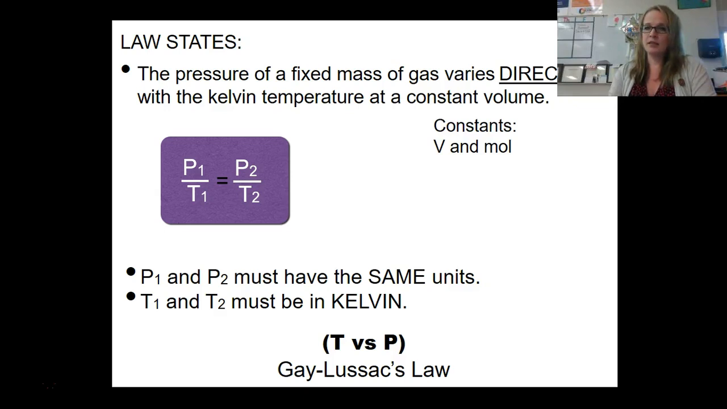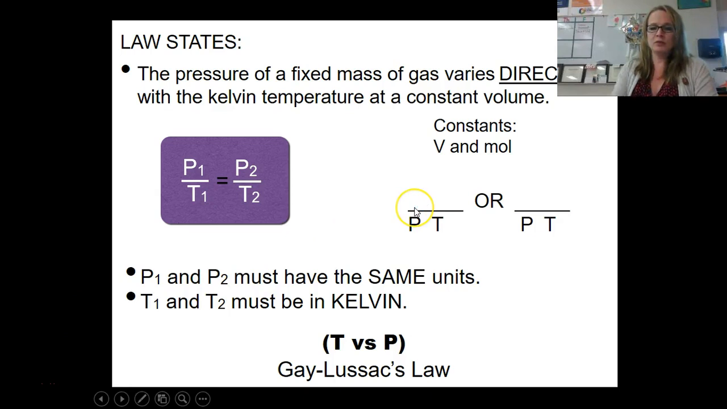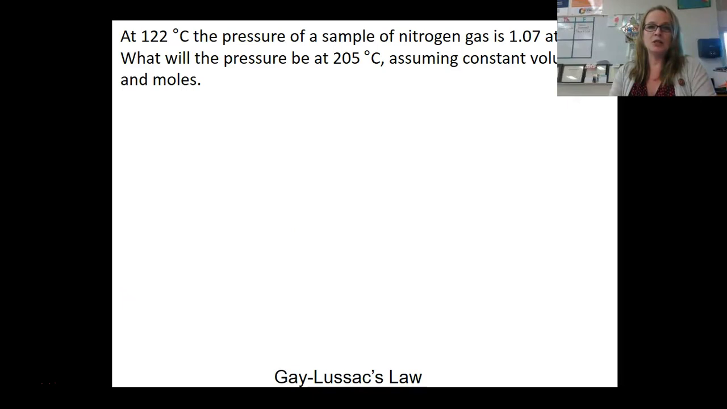Our constants are our other two variables. Those will not be changing. So since it's a direct relationship, just like we had before, if we increase pressure, temperature should also increase. If we decrease pressure, temperature should also decrease. Direct relationships. All right, let's go ahead and do a problem.